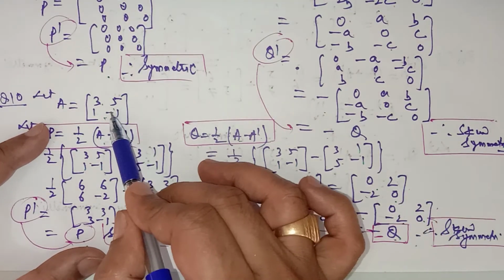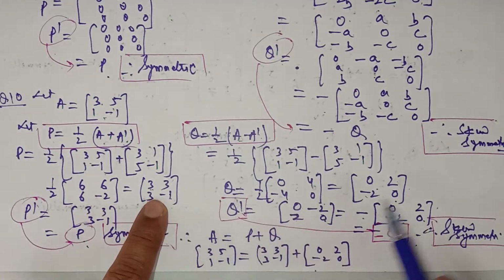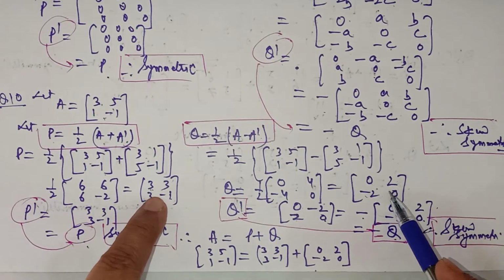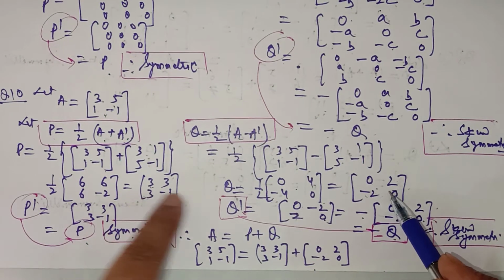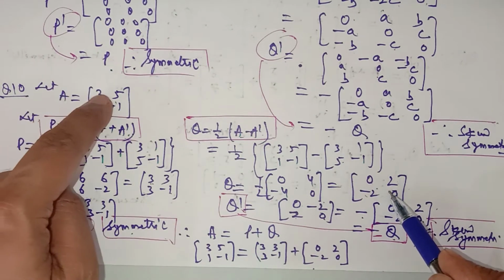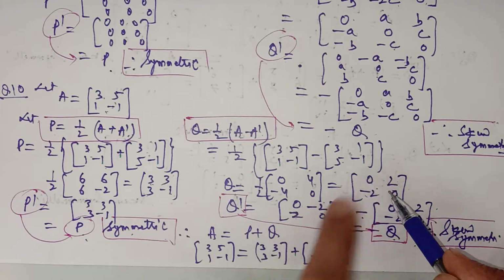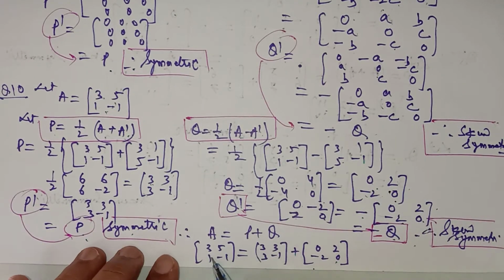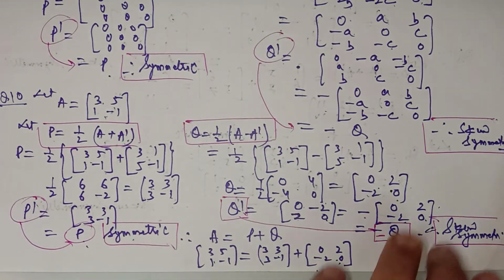So we have broken this matrix into this plus this, and we have proved that this is symmetric and this is skew symmetric. We have just proved it. So this is equal to this plus this matrix. If you add these two, it will be equal to this, in which this is symmetric and this is skew symmetric matrix. And there are many parts in this question number 10.